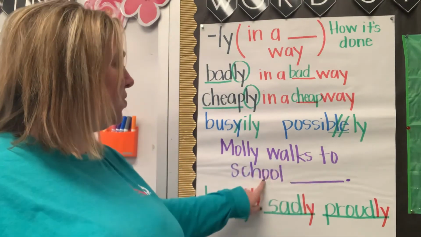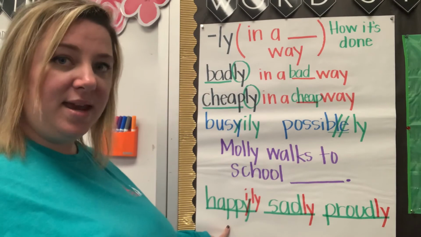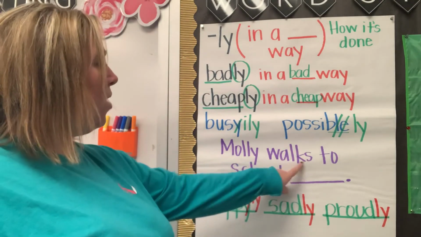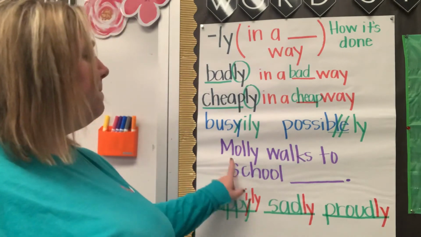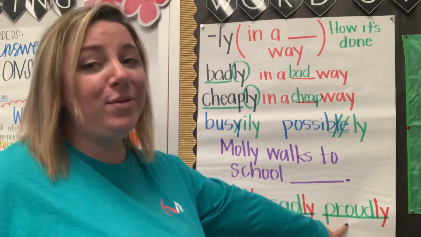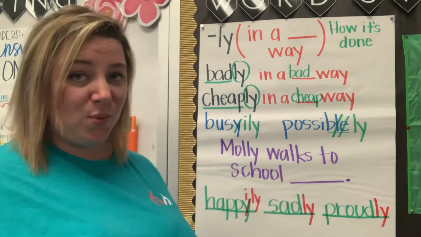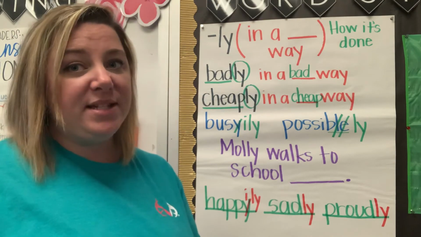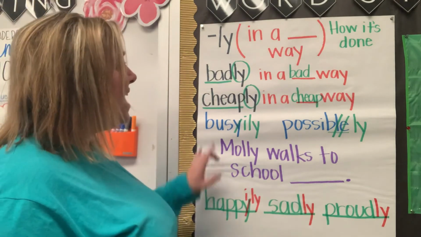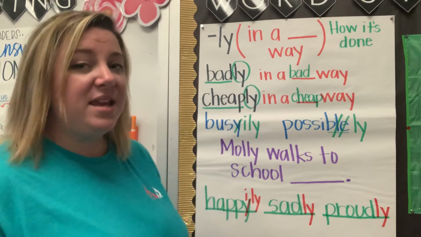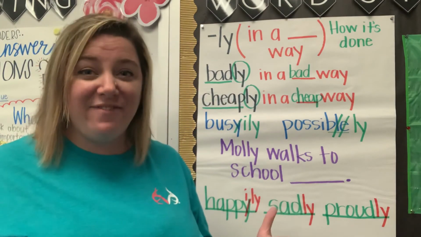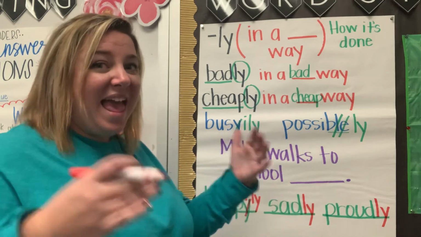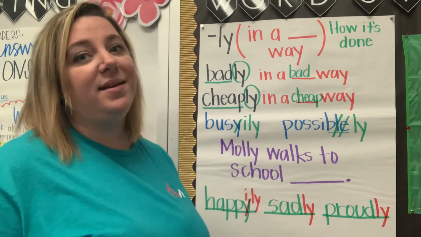Molly walks to school happily in a happy way. Molly walks to school sadly in a sad way. Molly walks to school proudly in a proud way. So remember, boys and girls, when we add ly to the end of a base word, then what we're doing is we're making that word an adverb that's describing how something is being done.